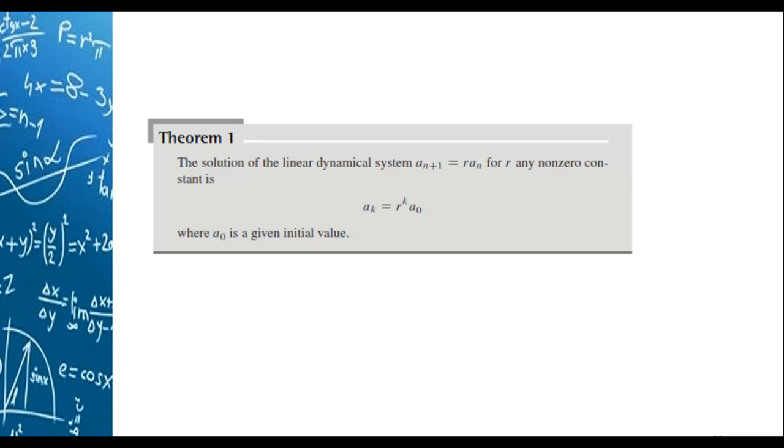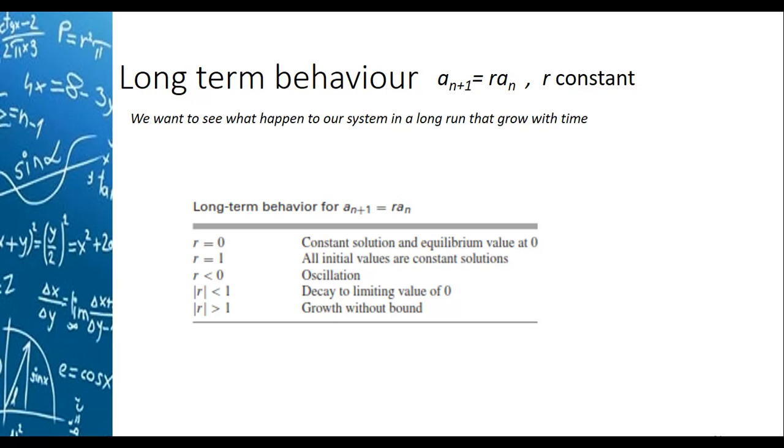So if you have time, you can scrutinize a little bit and you can construct. Then you are able to find the solutions. So it's not that difficult for you to derive. For example, this theorem is easier. The solution of a linear dynamical system, A n plus 1 equals R A n, where your R is any non-zero constant, is like this. This one is the one you derived earlier, and your A naught now is any given initial value. And then we move forward to see whatever happens.